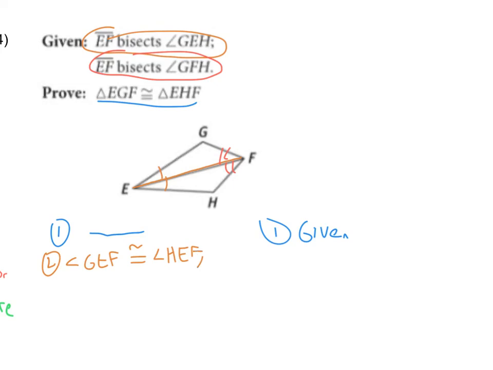Okay, and also on the right side, angle GFE must be congruent to angle HFE. And since they're both the same reason, I'm going to do them in the same step. And the reason for that is the definition of angle bisector. Okay, bisectors always cut things in half. We saw in the previous problem where we had segment bisectors, and this one has angle bisectors.